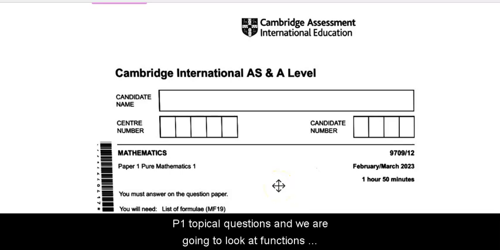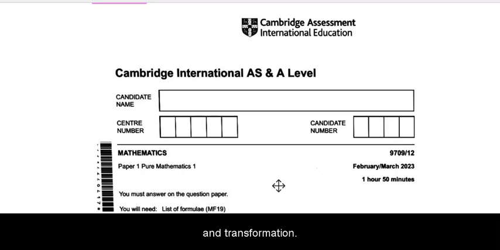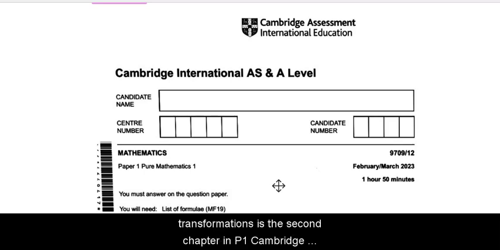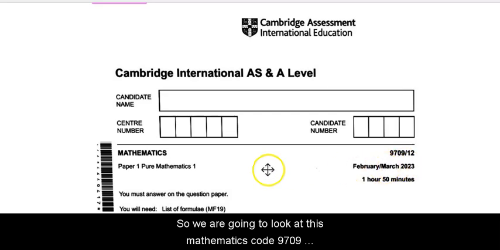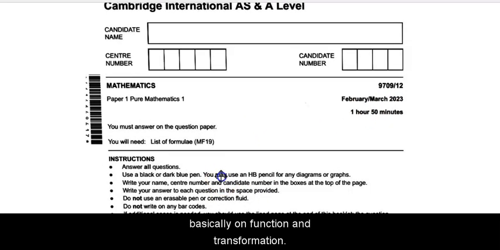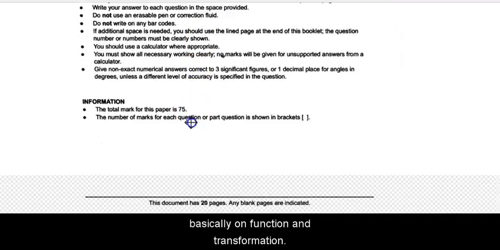Welcome to Cambridge P1 topical questions, and we are going to look at functions and transformation. Basically, functions and transformations is the second chapter in P1 Cambridge edition A and AS level, and this is supposed to be paper 2 note 1. So we are going to look at this mathematics code 9709, basically on functions and their transformation.